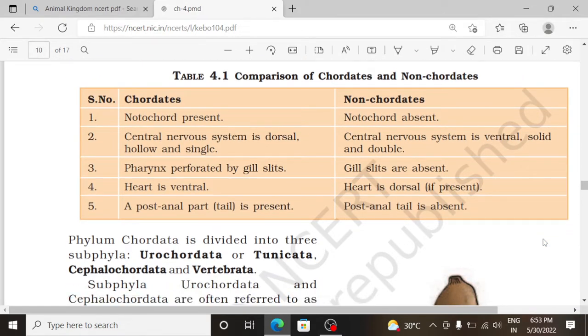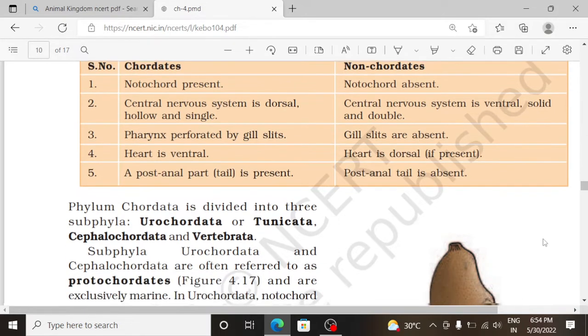In chordates, heart is ventral. In non-chordates, heart is dorsal, if it is present. Means it's not compulsory that in non-chordates every organism has a heart. Some have heart and their heart is dorsal. In chordates, a post-anal part, that is tail, is present, and in non-chordates, post-anal tail is absent.